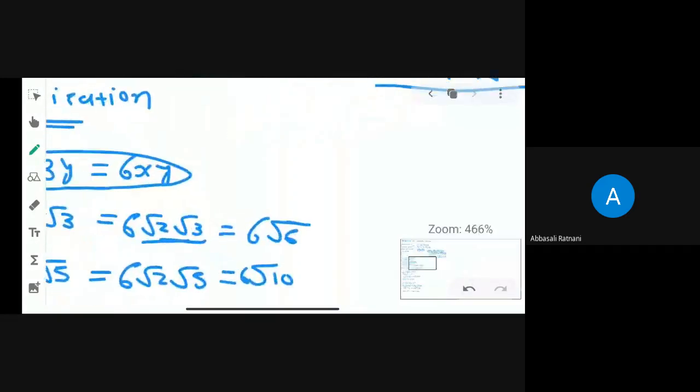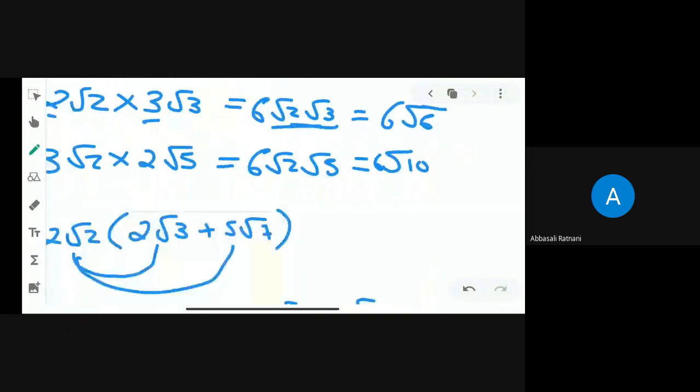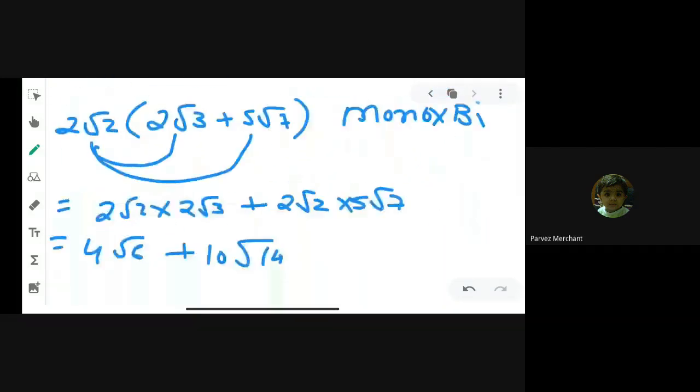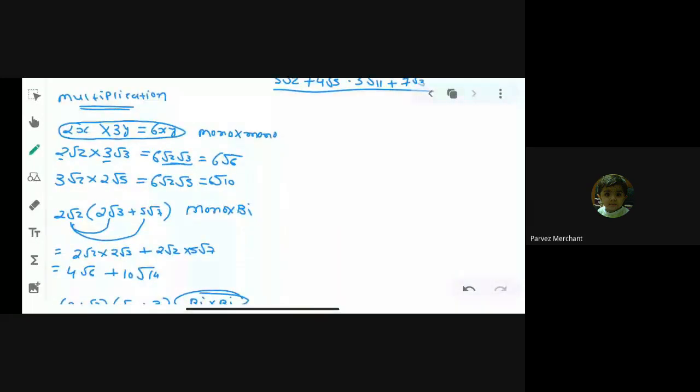I am giving you the name here. It is the multiplication. I am writing in short form. Mono into mono means monomial into monomial, right? It is the example of mono into binomial. And it is the example of binomial into binomial. Okay, write down fast the multiplication.